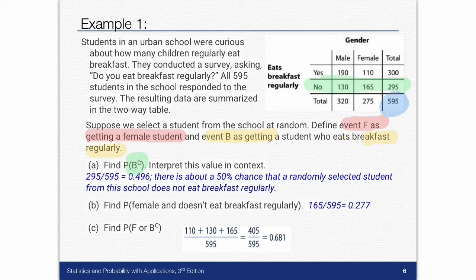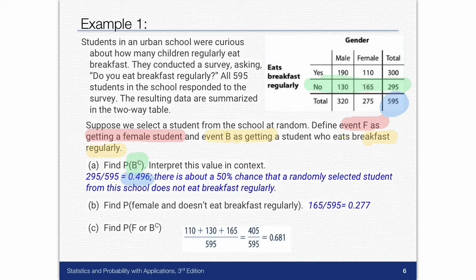Then it says to interpret the value in context. So here's how you would interpret it. There's about a 50% chance that a randomly selected student from the school does not eat breakfast regularly. Notice it's in context, it's a complete thought, and it has the probability, rounded here.